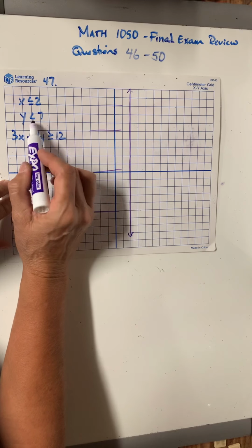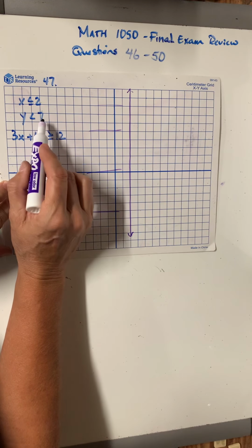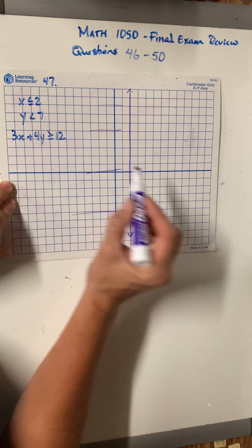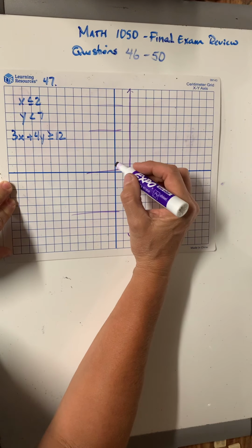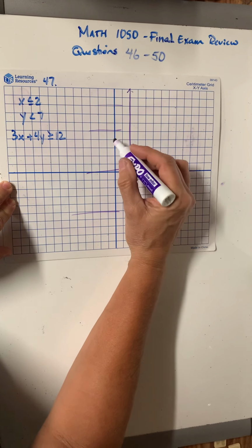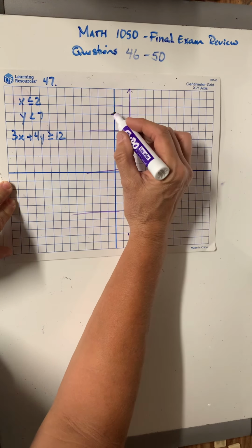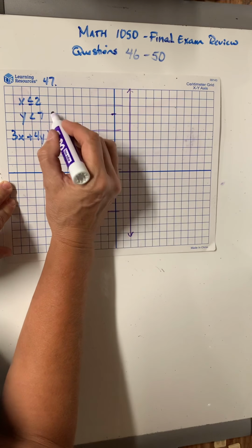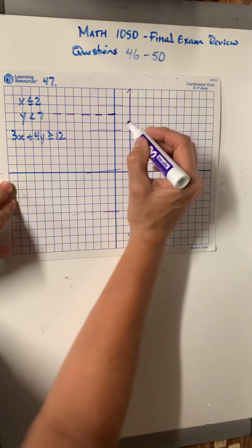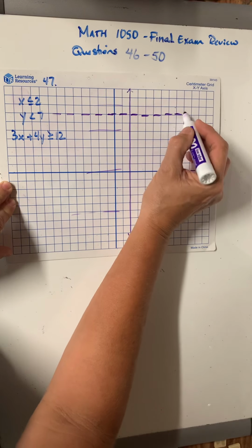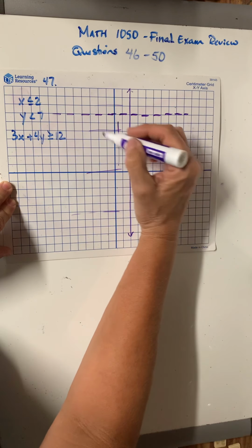Now I'm going to go to y is less than 7. Anytime I have y and a number without an x, it's going to be a horizontal line. In this case, it'll be at 7: 1, 2, 3, 4, 5, 6, 7. It's going to be dotted because there's no or equal to part. And less than means I'm going to be down here.